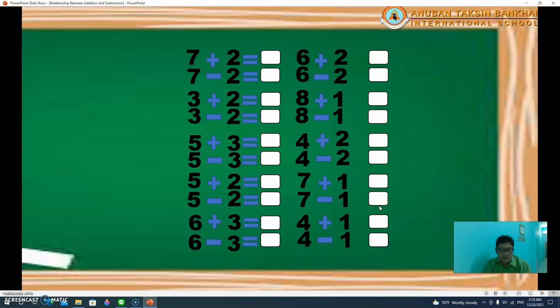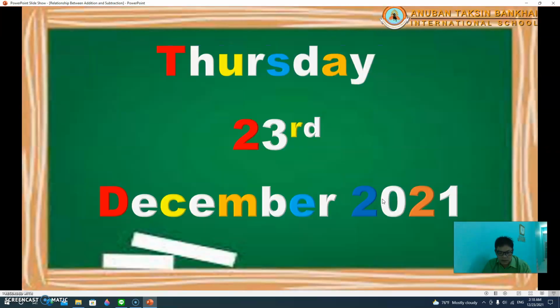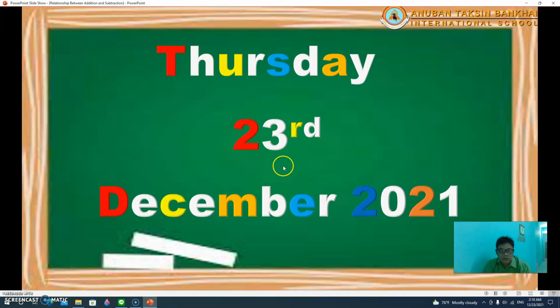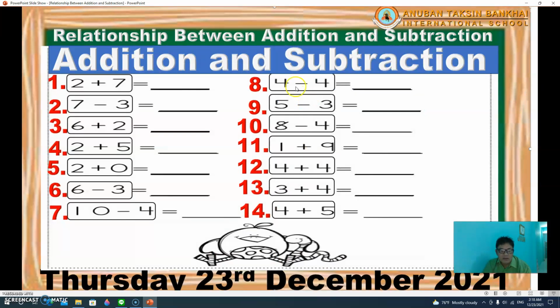Okay, very good. So this is your worksheet. Okay, you're going to copy on your notebook. Okay, so it's all about addition and subtraction. Okay, so we're going to add. 2 plus 7 equals how many? 9. Very good.